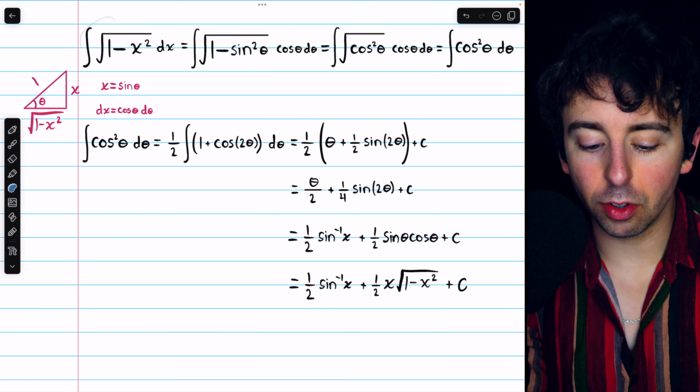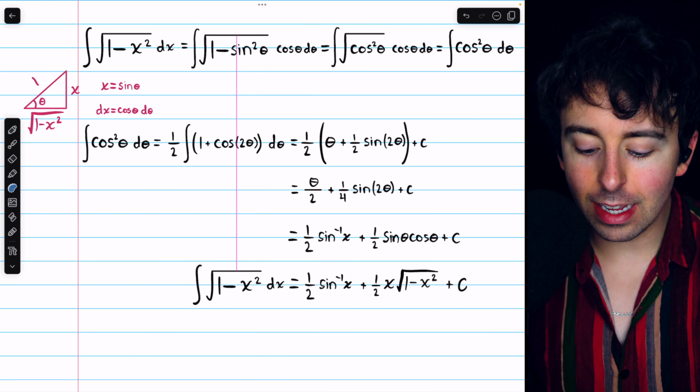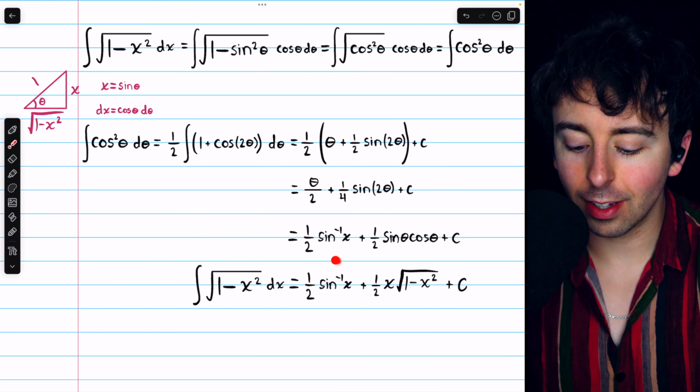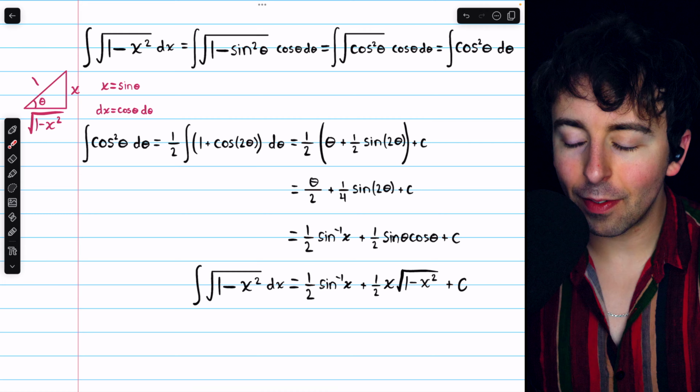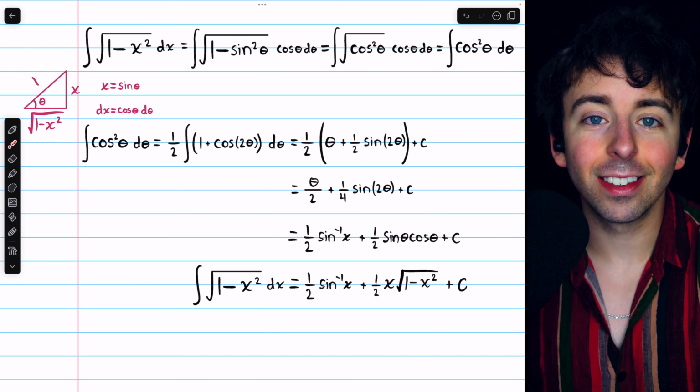The integral of the square root of 1 minus x squared is equal to 1/2 arcsine x plus 1/2 x times the square root of 1 minus x squared plus c.